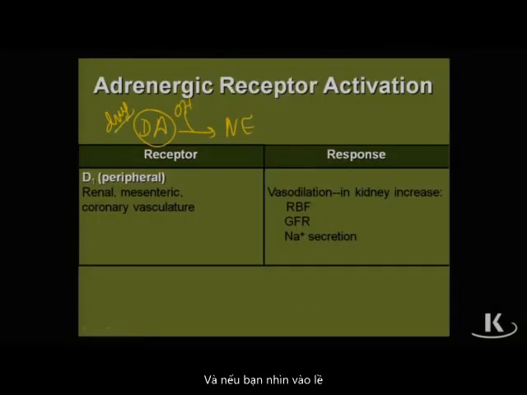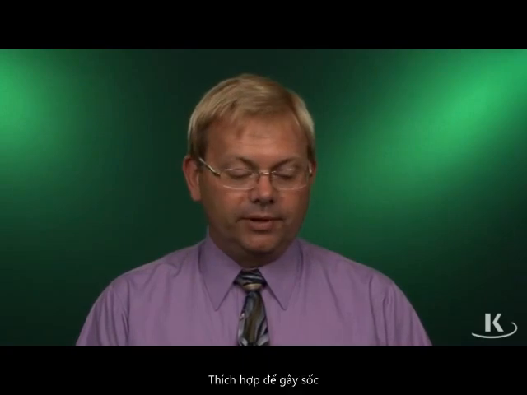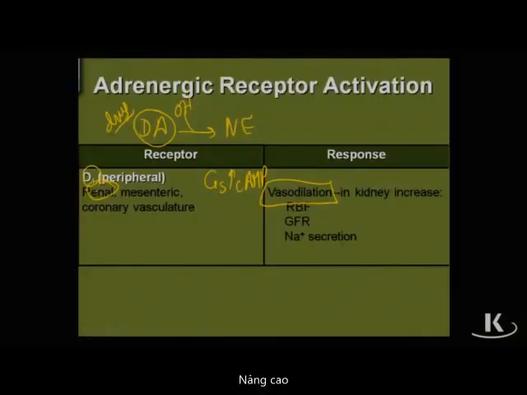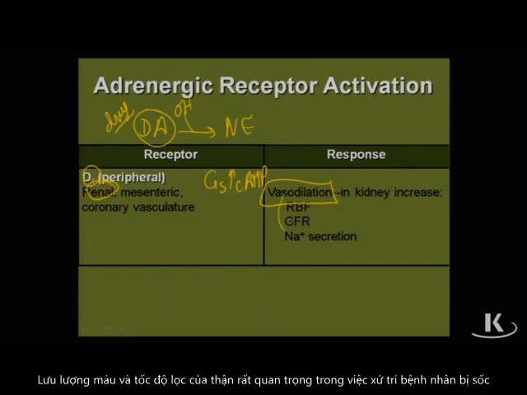And if you look in the margin of your book, you'll find a little note about the use of dopamine in shock. Dopamine will work in the periphery on D1 receptors. These are GS-coupled receptors, just like beta-2, that will increase cyclic AMP. And on the vasculature, they'll result in vasodilation. Where do we find these receptors? Appropriately for shock, look at this. You find them in the kidney. Improving kidney blood flow and filtration rate is critical to our management of a shocky patient.